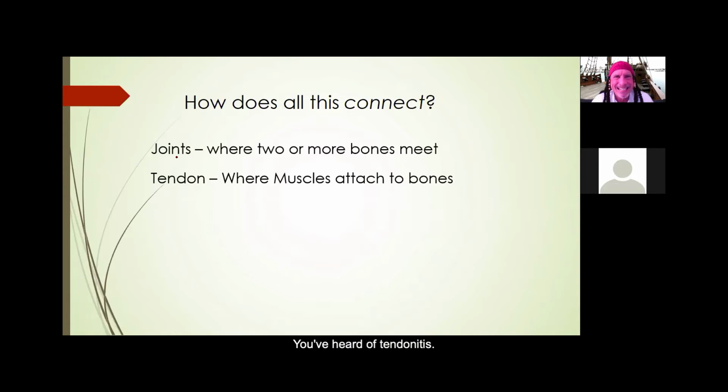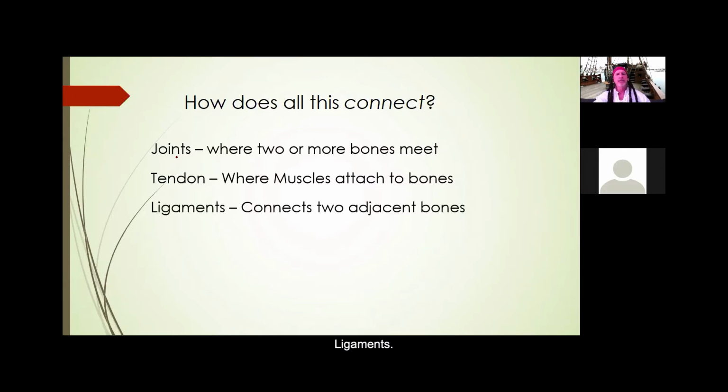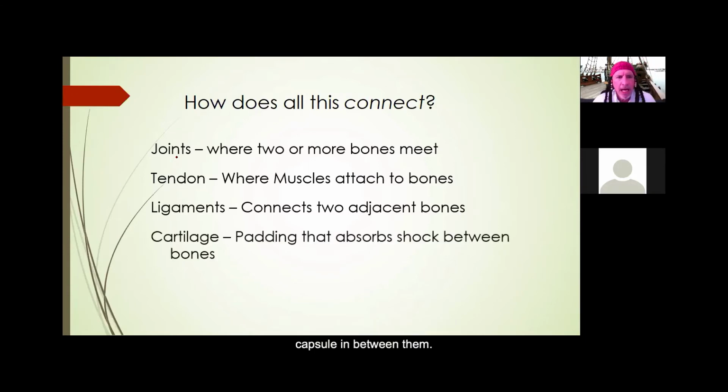You've heard of tendonitis. Tendonitis is when you irritate that tendon, if I'm doing like 300 curls or something crazy like that. Ligaments. Ligaments are what goes between the bones in a joint. And sometimes those ligaments will have a little pocket capsule in between them. And cartilage. That is the padding that absorbs the shock.